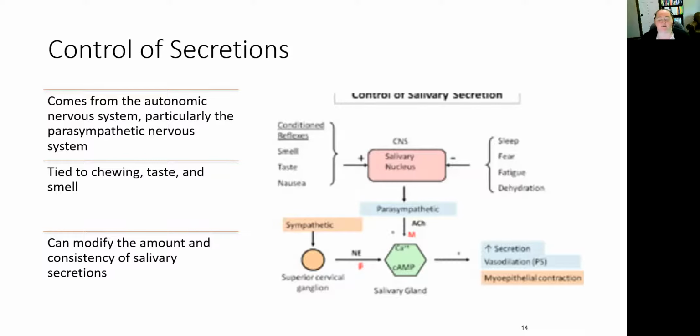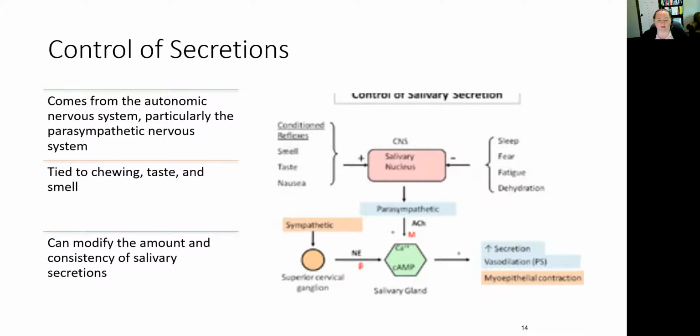All right, so this is tied to chewing, taste, and smell. Can modify, meaning it's tied to chewing, taste, and smell. So if you're chewing something, it's going to stimulate the secretions. If you're tasting something, it's going to stimulate the secretions, and the smell. That's why sometimes people who have hyposalivation, they're still salivating, but maybe not as much. We often will recommend chewing gum, okay? Because the chewing and the taste together, and sometimes the smell, can all help stimulate a little more saliva.